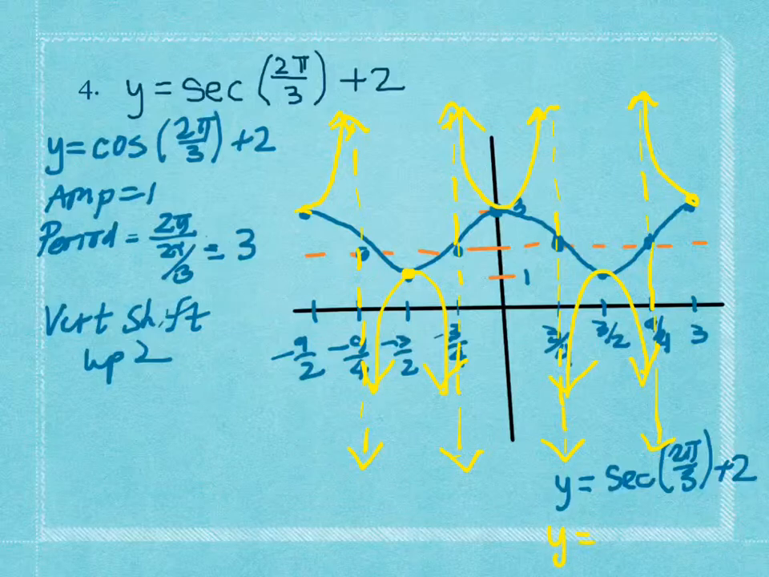Y equals, oh, I made a mistake before, didn't I? I'll fix it. This is secant 2 pi thirds plus 2. This should have said previously cosine right here, right? So let's fix that. That was the graph of cosine in blue, not secant. The graph of secant is in yellow. And then we're done.